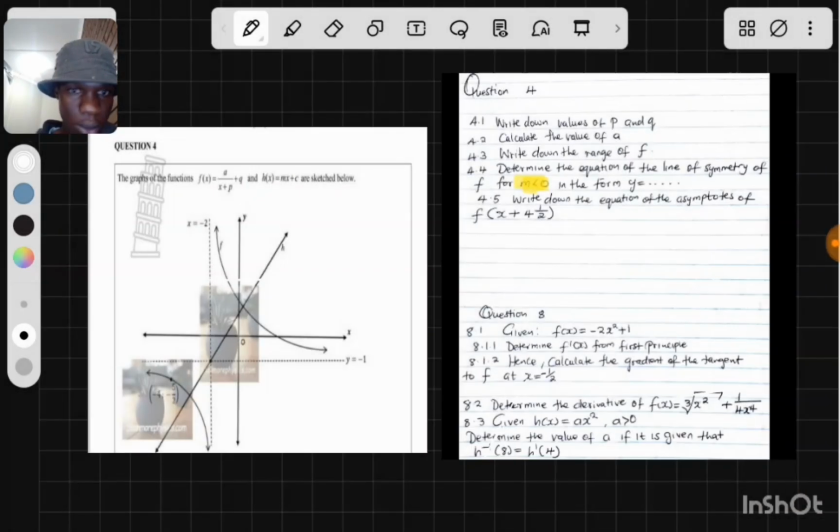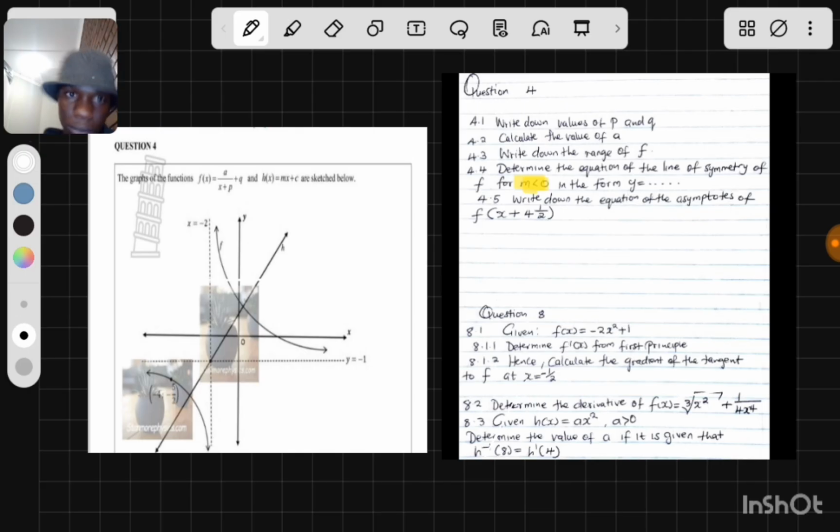So let's check. 8.3: given that h of x is equal to ax squared, a greater than 0, so they're telling us that a is positive. Determine the value of a if it is given that the inverse of h of 8 is equal to the derivative of h at 4.